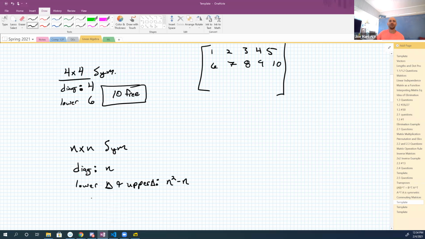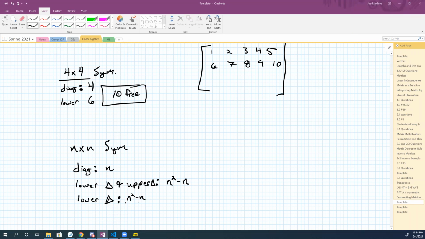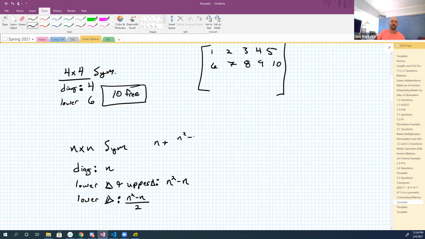And so all told, in just the lower triangle, there are n squared minus n over 2. And so the total number of free things is n plus n squared minus n over 2 free variables.